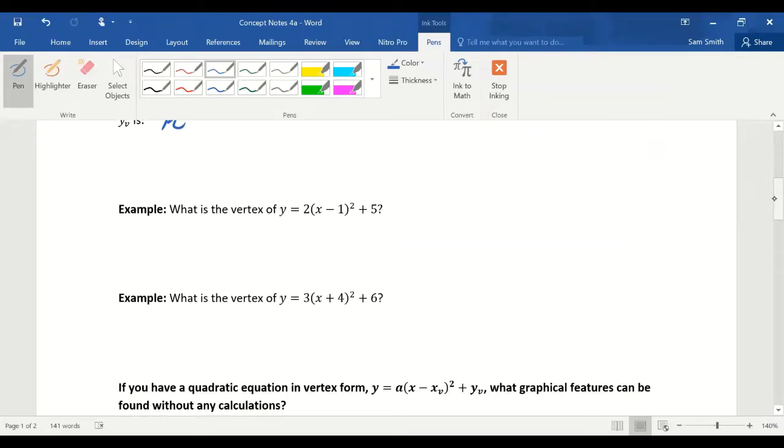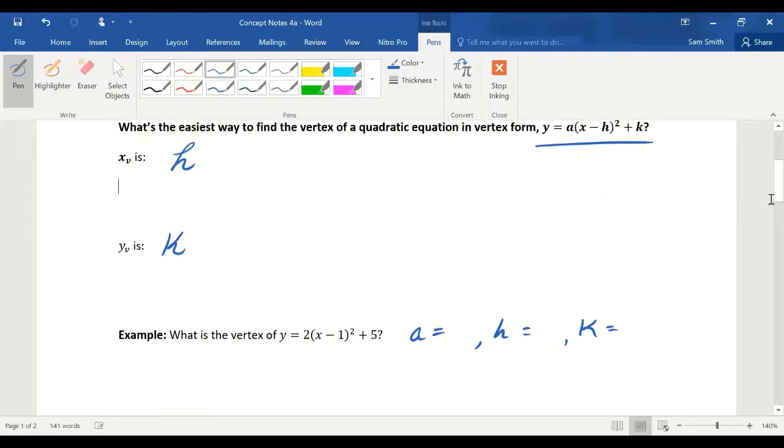We have y equals 2 times x minus 1, quantity squared, plus 5. So let's identify the values of a, h, and k. Take a moment on your own, try it. Compare the equation you have here with the general form of vertex form. Who is a, who is h, and who is k?